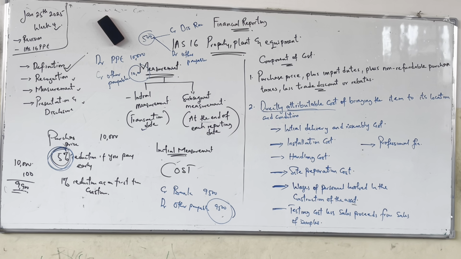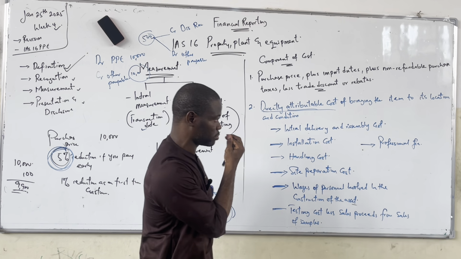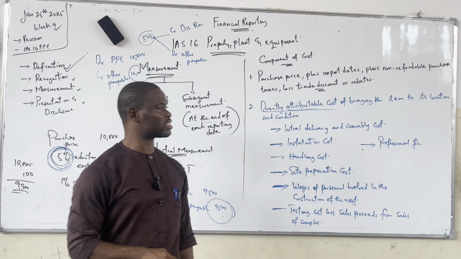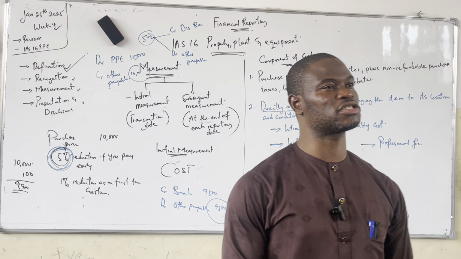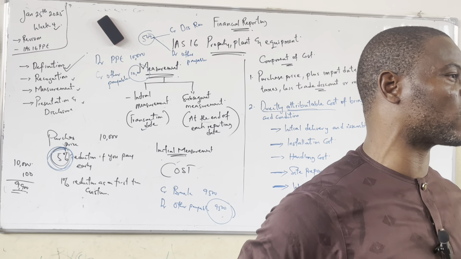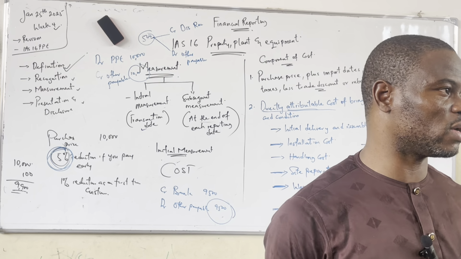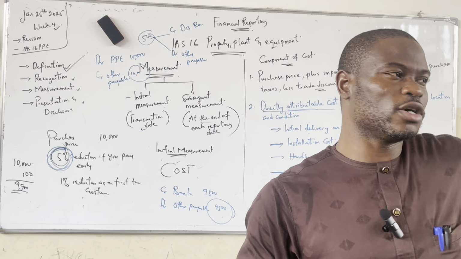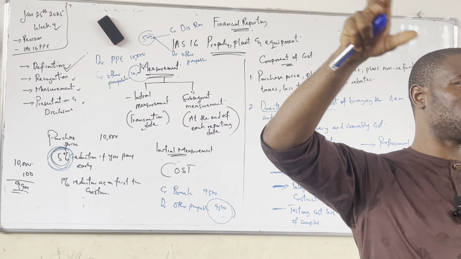Okay, good question. Training employees how to use the asset. Is it a directly attributable cost? No. It's not a directly attributable cost. Training cost does not bring it to its condition. It's already in that condition. It's just that we don't know how to use it. So you expense it. Okay? We don't know how to use it. It doesn't affect the asset.